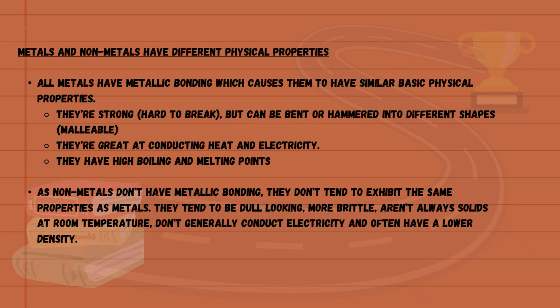As non-metals don't have metallic bonding, they don't tend to exhibit the same properties as metals. They tend to be dull-looking, more brittle, aren't always solids at room temperature, don't generally conduct electricity, and often have a lower density.